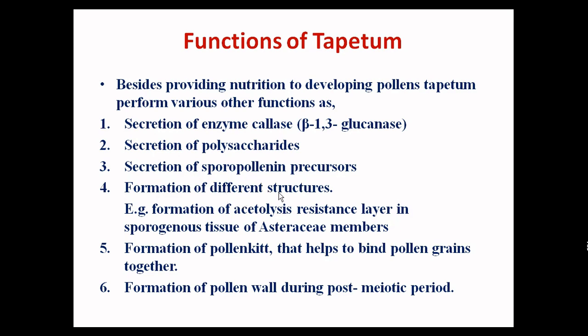Then the tapetum is also involved in formation of different structures. For example, there is a formation of an acetolysis resistant layer in sporogenous tissues of the Asteraceae members. Then it is involved in the formation of the pollen kit. The pollen kit is an oily layer around the exine of the pollen grain that helps to bind the pollen grains together. And lastly, the tapetum is involved in the formation of the pollen wall during the post-meiotic period. So basically the callose required for the pollen wall is provided by the tapetum.